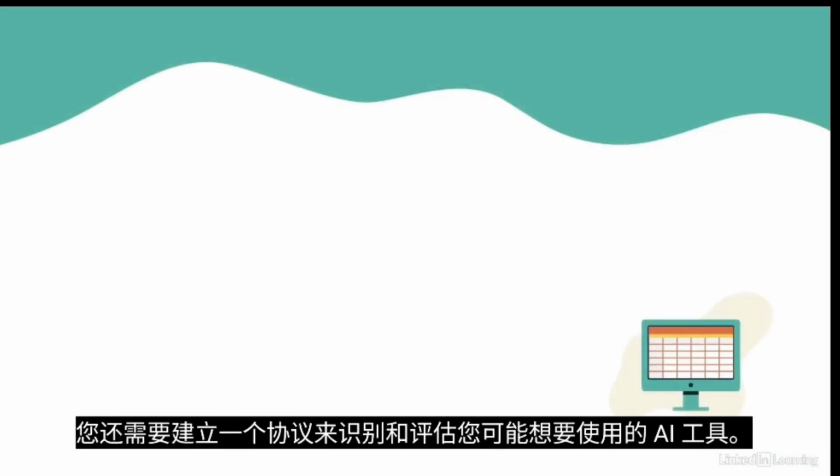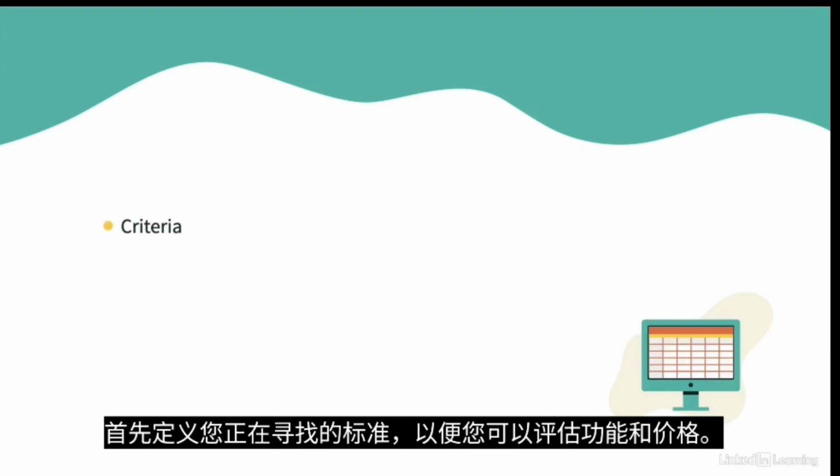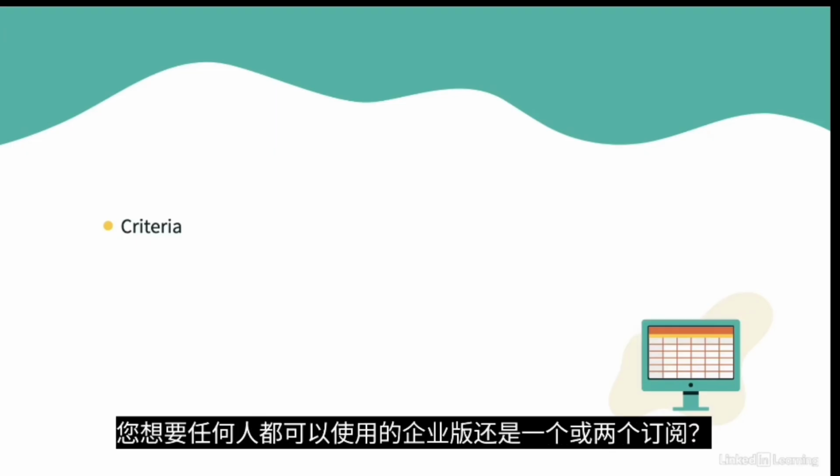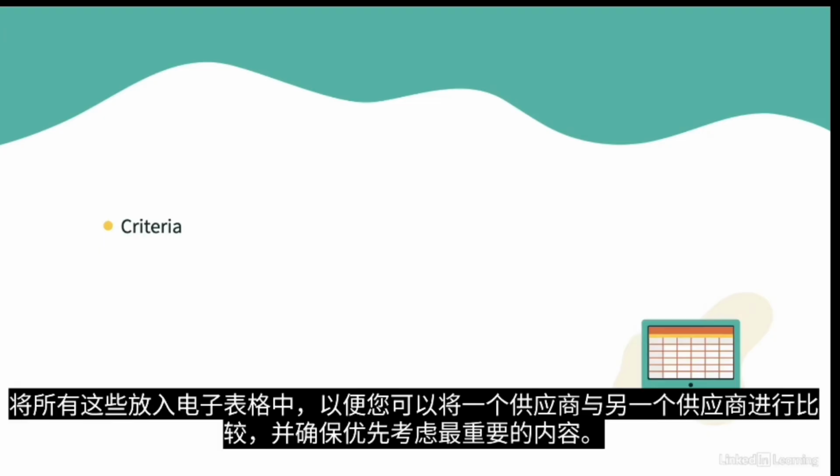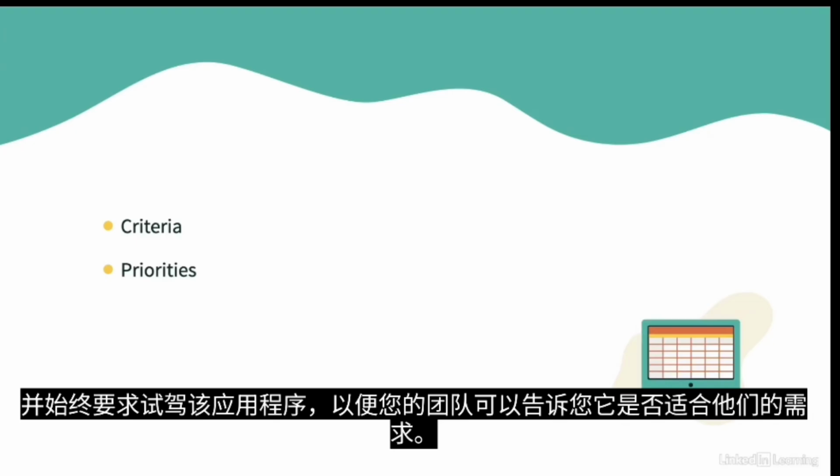You'll also want to establish a protocol to identify and evaluate the AI tools you may want to use. Start by defining the criteria you're looking for so you can assess features and price. Do you want an enterprise version anyone can use or 1 or 2 subscriptions? Does the AI tool fit into your existing tech stack? And how will a vendor safeguard your data? Put all of that into a spreadsheet so you can compare one vendor with another, and be sure to prioritize what's most important, and always ask to test drive the app so your team can let you know if it's right for their needs.